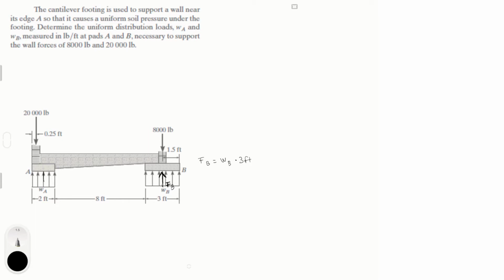And same thing for A. Right at the middle, because it's a rectangular distributed load, we're going to call this FA, and FA is equal to WA times 2 feet, because the distributed load on FA is applied over 2 feet instead of over 3 feet like the second one. Basically, we replaced the distributed loads with equivalent forces, along with the 20k pound force and the 8,000 pound force. Now we can determine all the forces and eventually find the distributed loads. So let's get to it.